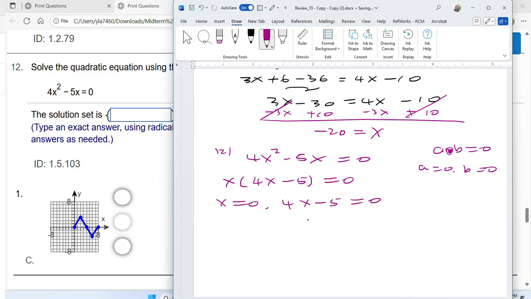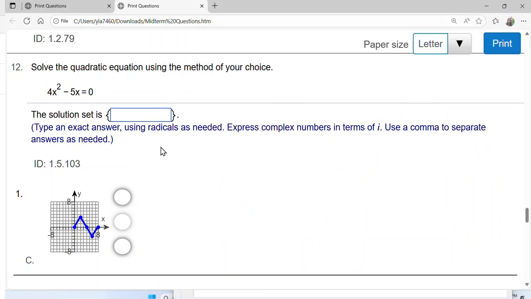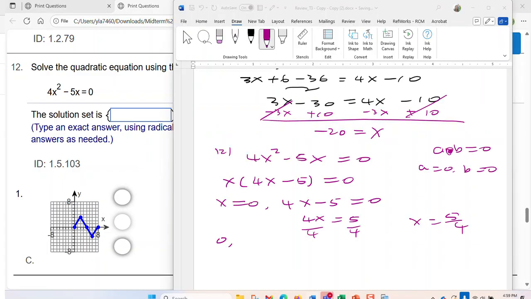So we do have two answers. It can be 0 or 5 over 4, so that's your solution set, right? It says to type an exact answer using radicals as needed, express complex numbers in terms of i, using a comma to separate the answers as needed. We do not have an i solution, so we're just going to type 0, comma, 5 over 4, keeping the exact answer. You don't convert it into a decimal. All right.